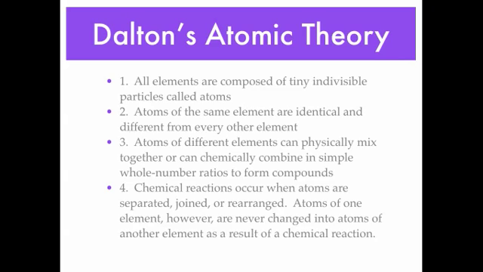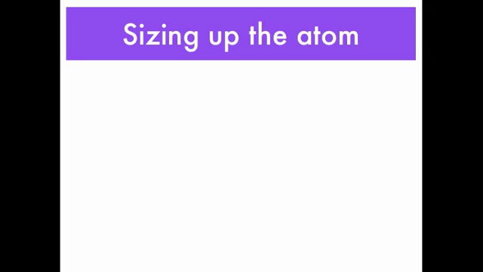In chemical reactions, atoms are separated, joined, and rearranged, but they're never changed into anything else. The atoms that were there in the beginning are still there at the end. So if I started with a carbon atom at the beginning, there's going to be a carbon atom at the end, and so on.